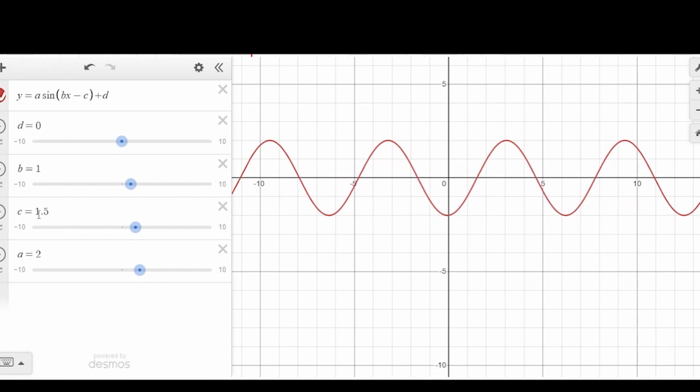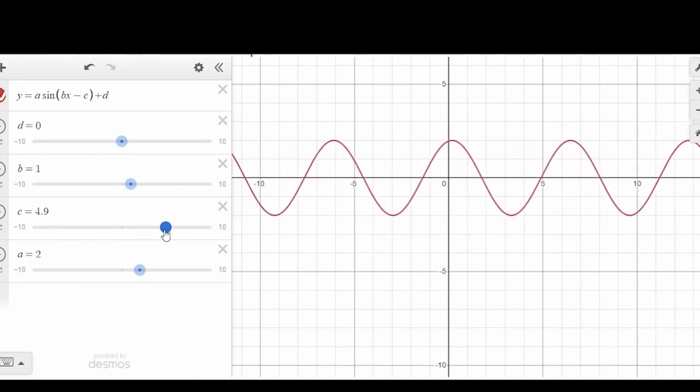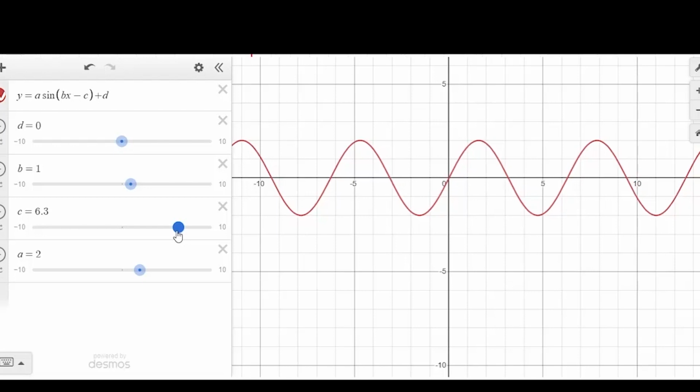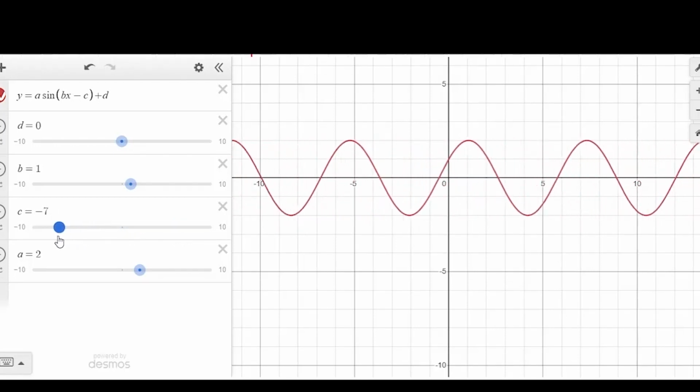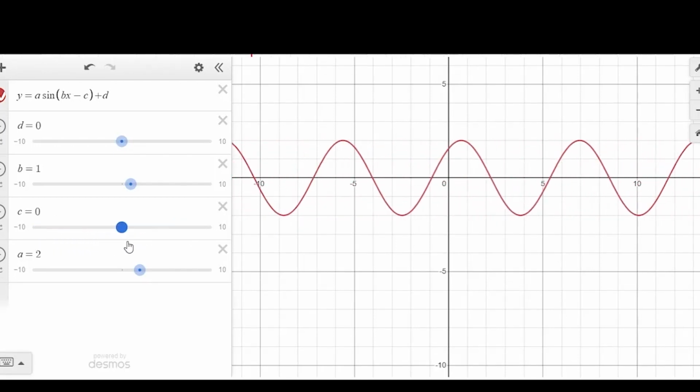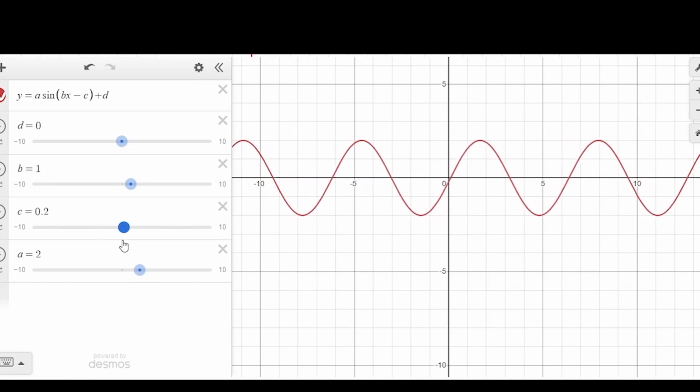Now this is negative 1.5 when we replace this value, but it moves towards right. You can see if I increase that value, it moves further towards right. And moving this way, it moves towards left. So the value of C moves this graph horizontally. This is horizontal slide.